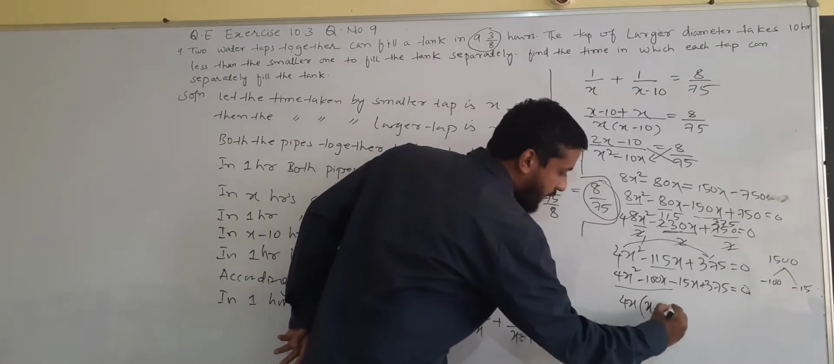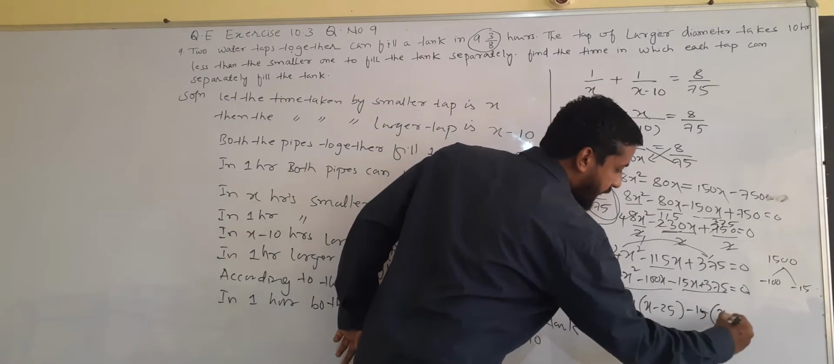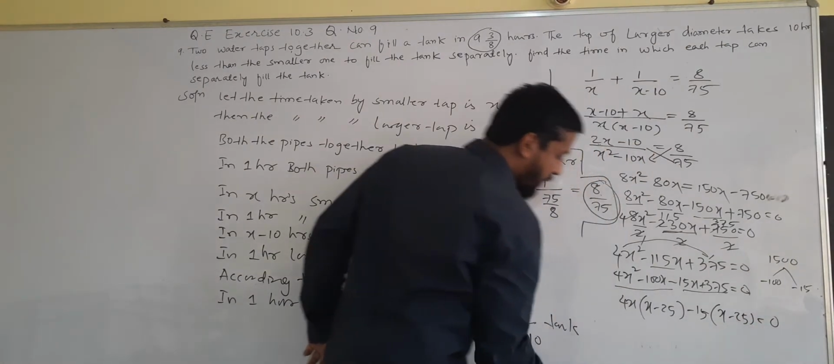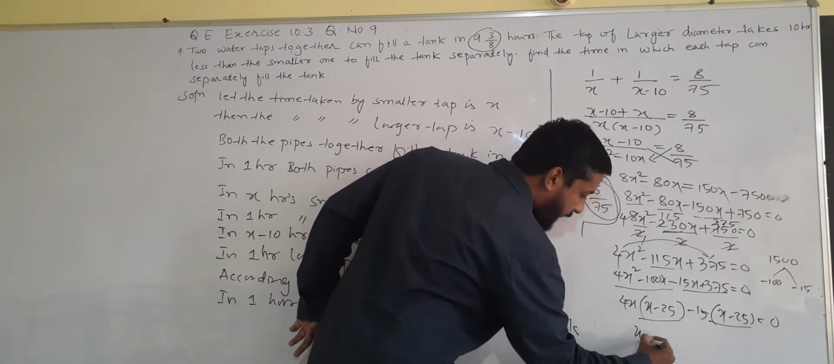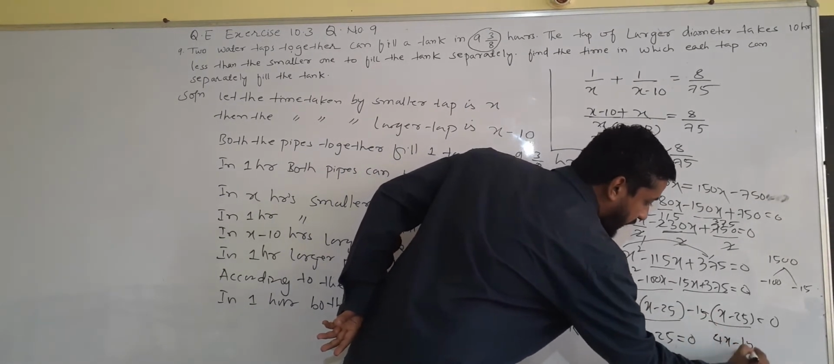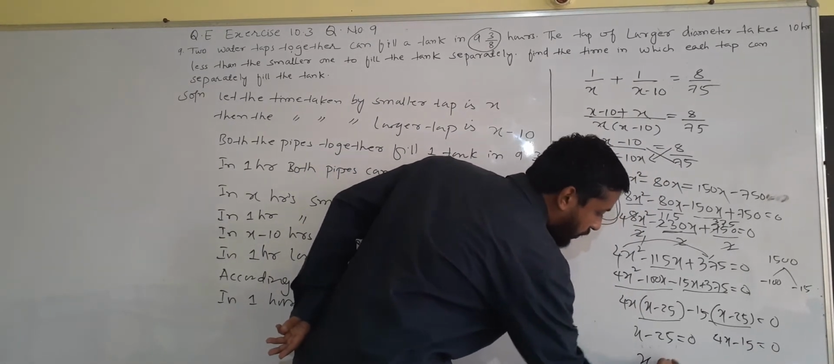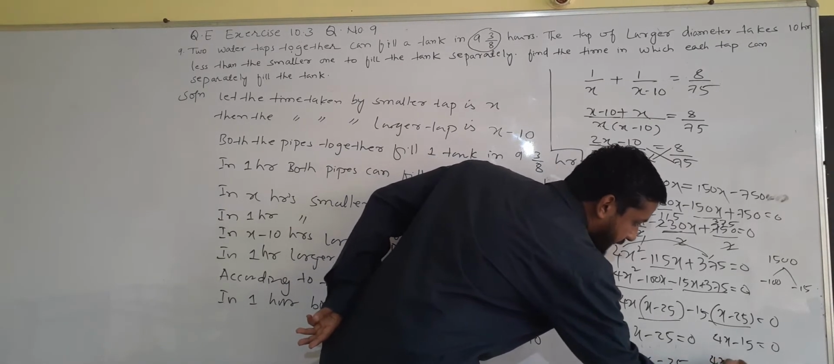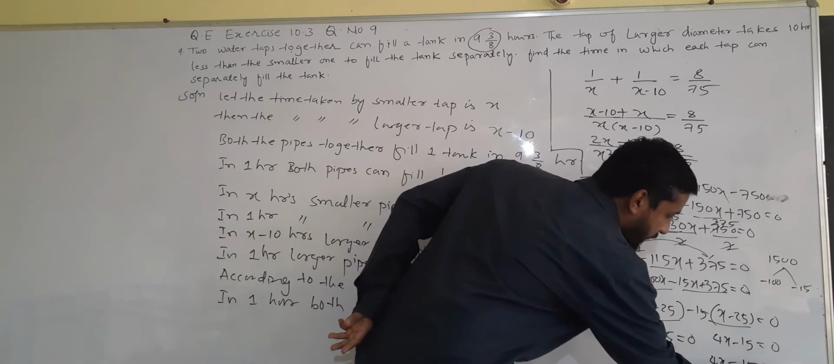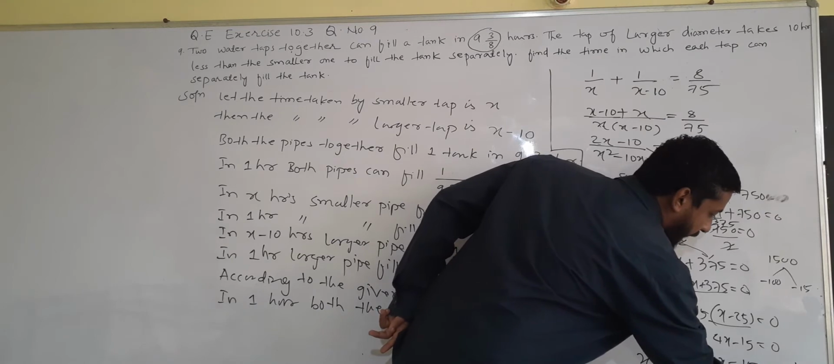Now in the first two terms, 4x is common. Remaining is x minus 25. Here minus 15 is common in both. Remaining is x minus 25. These two brackets are common. So x minus 25 is equal to 0, and remaining is 4x minus 15 is equal to 0. Now x is equal to 25. Then 4x is equal to 15, which gives x is equal to 15 divided by 4.